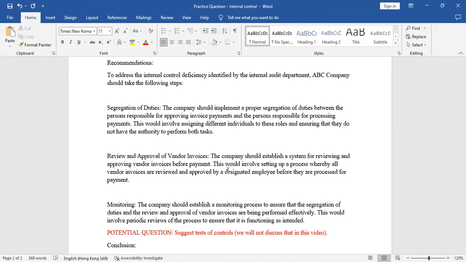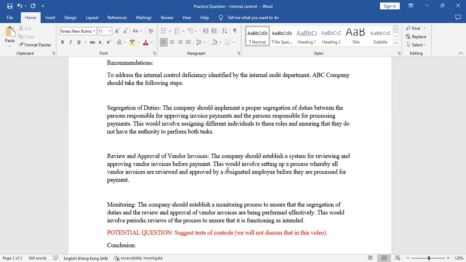So just read. I hope these answers here will help you format your answers for professional exams, especially HKICPA, because the business assurance exam is one of the most difficult exams that they have. So let's read the answer here.